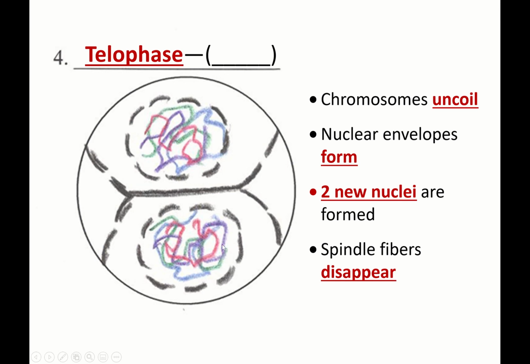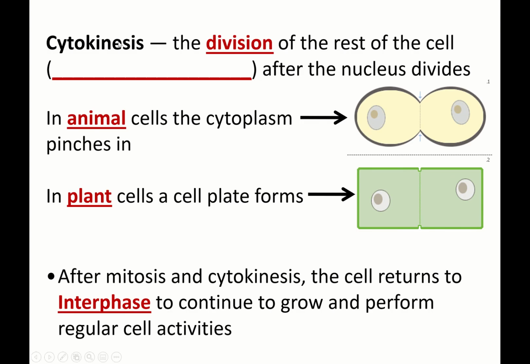You can see this is not 2 complete cells yet because we haven't separated from each other, but we're really close. This separation happens in cytokinesis. Cytokinesis is the division of the rest of the cell, and that means cytoplasm and organelles. That's what goes here, cytoplasm and organelles. And that's done after the nucleus is divided.